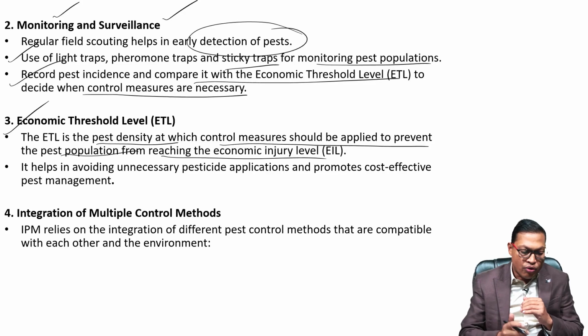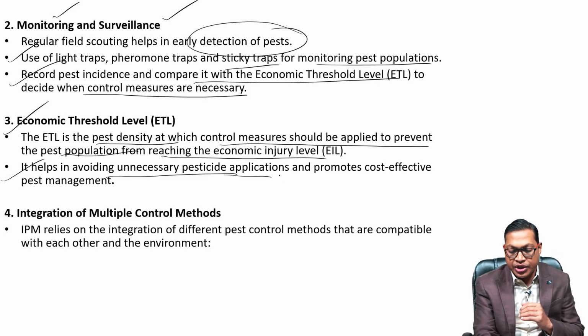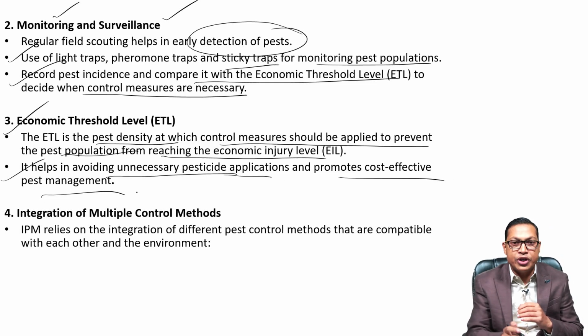So, we will keep the insect pest population below that level, so that it cannot harm our crop, it cannot reach up to that injury level. It helps in avoiding unnecessary pesticide application and promotes cost effective pest management. So, there is no need to apply some extra chemicals or insecticides for controlling the insect pest, and it will be good for enhancing the benefit cost ratio of the production.